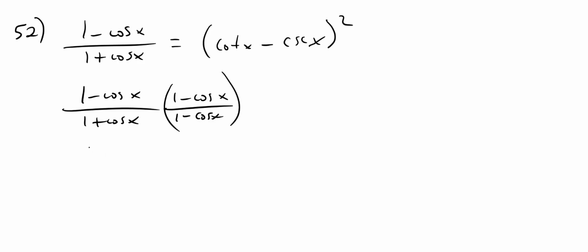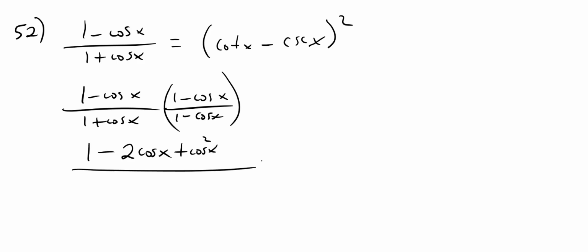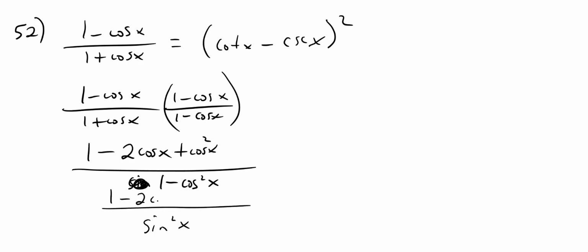And on top, you get 1 minus 2 cosine of x plus cosine squared of x. On the bottom, I get sine squared, let me show my work: 1 minus cosine squared of x. This is what I really want to see, okay? So the bottom gives me sine squared of x, and the top is 1 minus 2 cosine of x plus cosine squared of x.